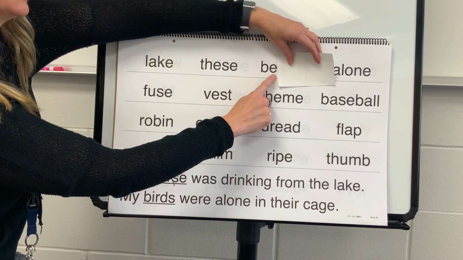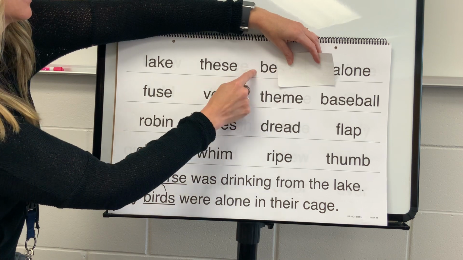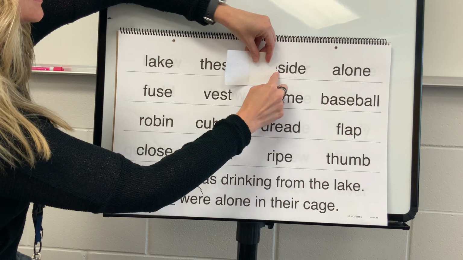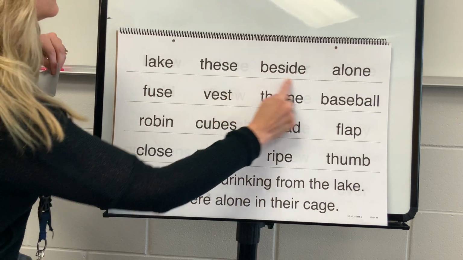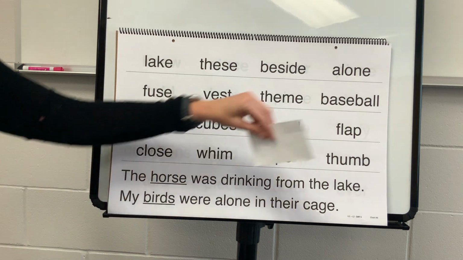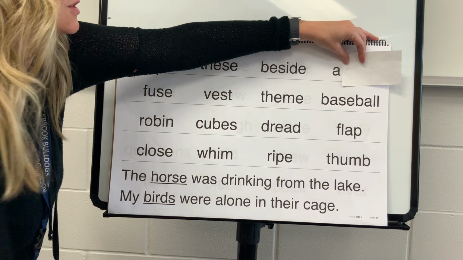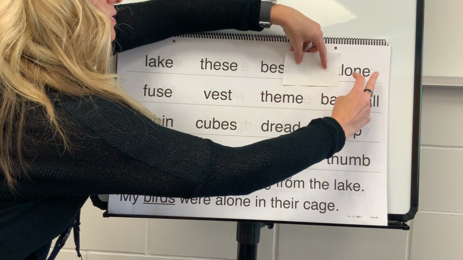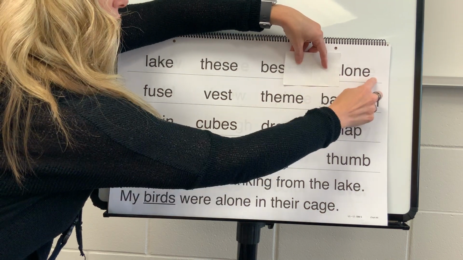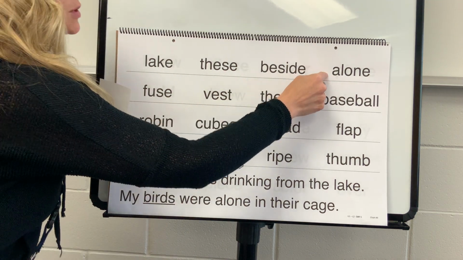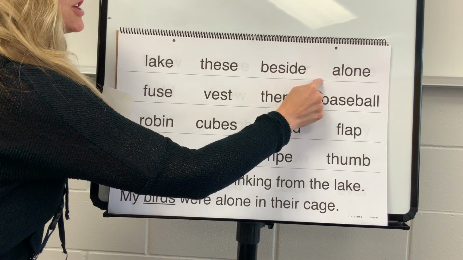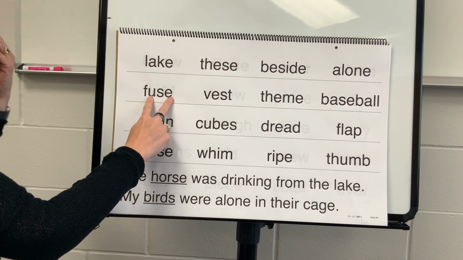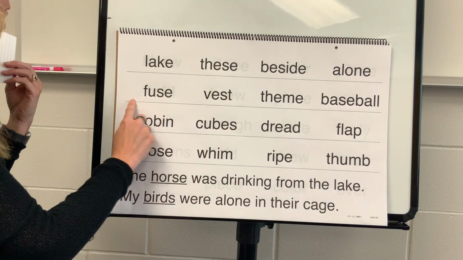This is an open syllable. Sound. E. Syllable. Be. Sound. I. Syllable. Side. Word. Beside. Yes, beside. This is also an open syllable. Sound. A. Sound. O. Syllable. Lone. Blend those syllables. A-lone. Adjusted word. Alone. Yes, alone.